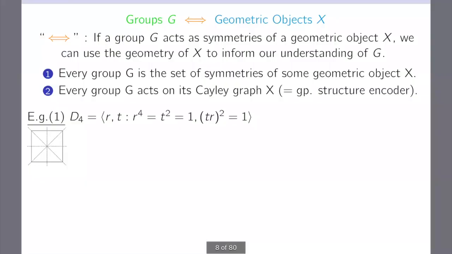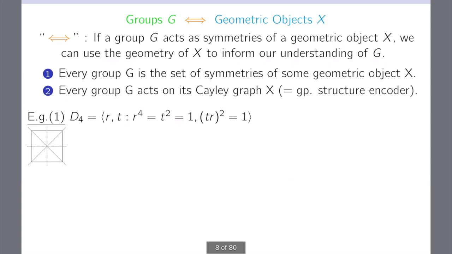Now we have the algebraic representation here of the dihedral group, right? We have two generators and we have some relations. But when we see them as the group of symmetries of the square, we now have a geometric understanding of the group that we didn't have before, right?